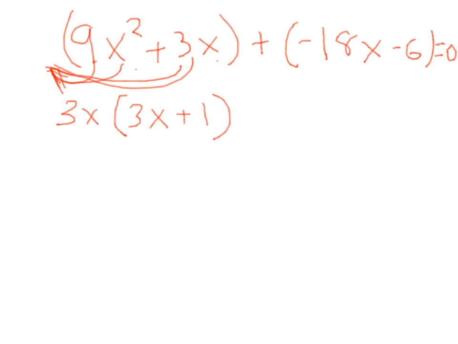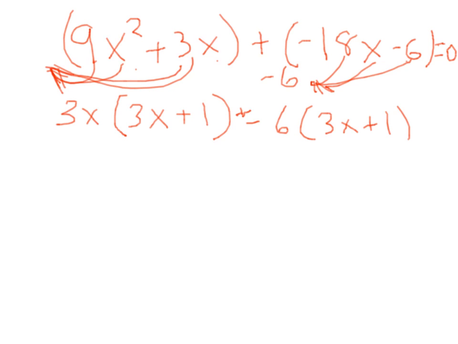Now, let's see if I can do that in this next set of parentheses. Alright, so I know there's something common. I know I can take out a 6 out of 18. So I'm going to take out a negative 6, so I can get 3x plus 1 there as well. So negative 6. We're still adding them, obviously. The signs haven't changed. We're adding these, but this is going to be 3x plus 1 as well.